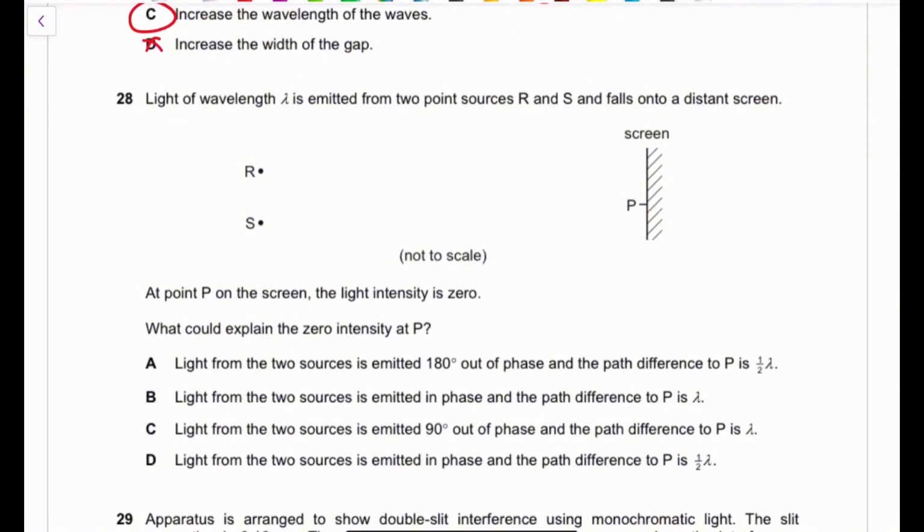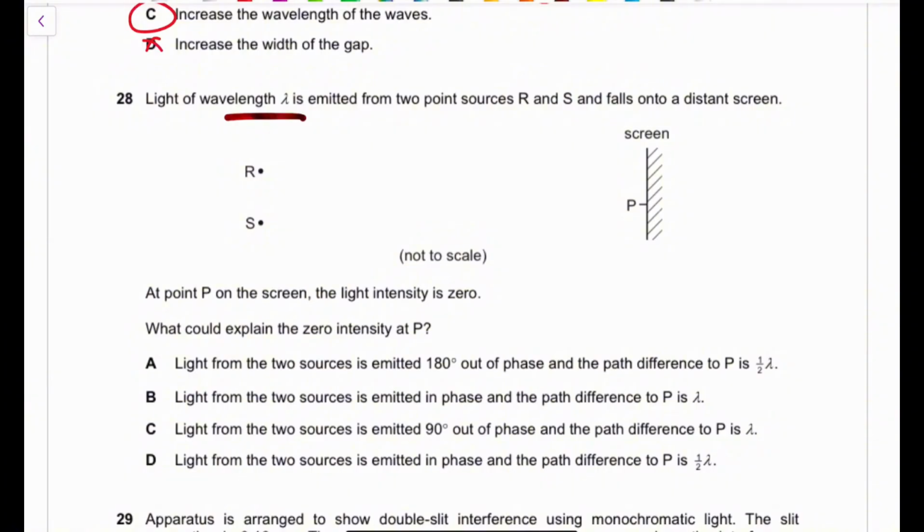Cut here. Move on. Question 28. Light of wavelength lambda is emitted from two point sources, R and S. At point P on the screen, the light intensity is zero. What could explain the zero intensity at P?